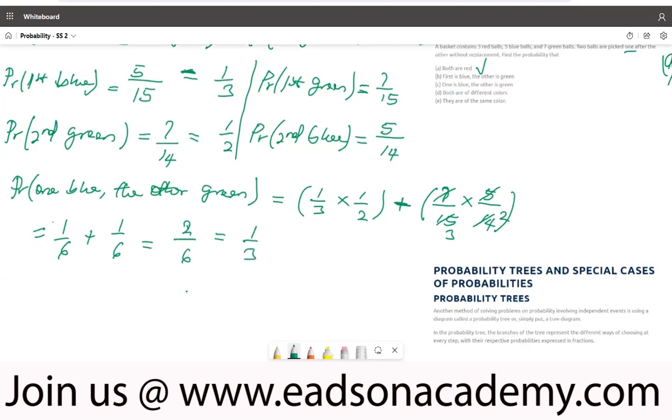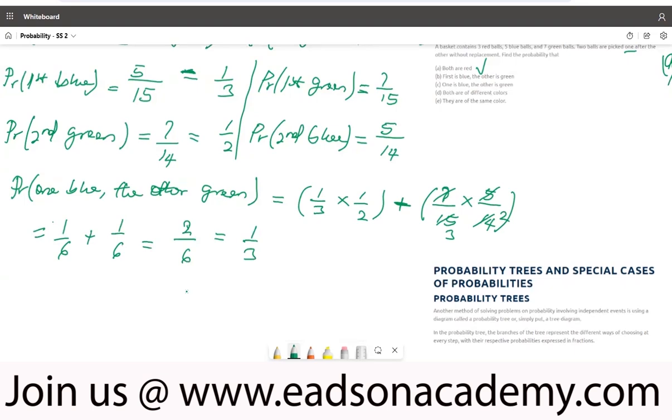Then question D: both are of different colors. Both are of different color. That is, it could be red or green or blue. So how are we going to do that since we are drawing one ball at a time? If I draw the first and it happened to be red, that means the second will be blue. But there are three different colors there. So how are we going to combine that?